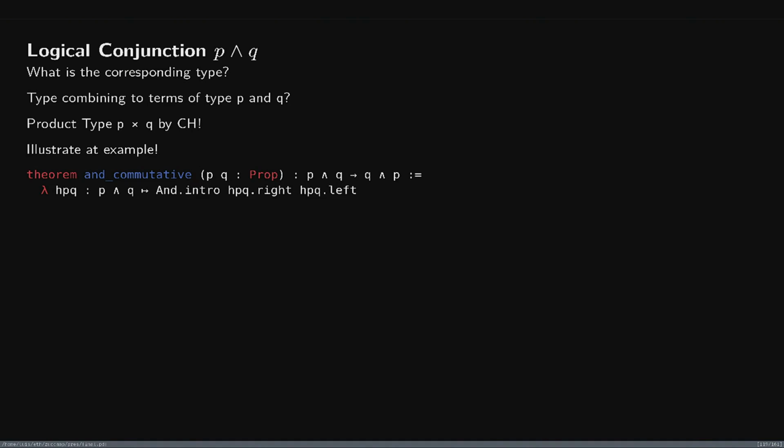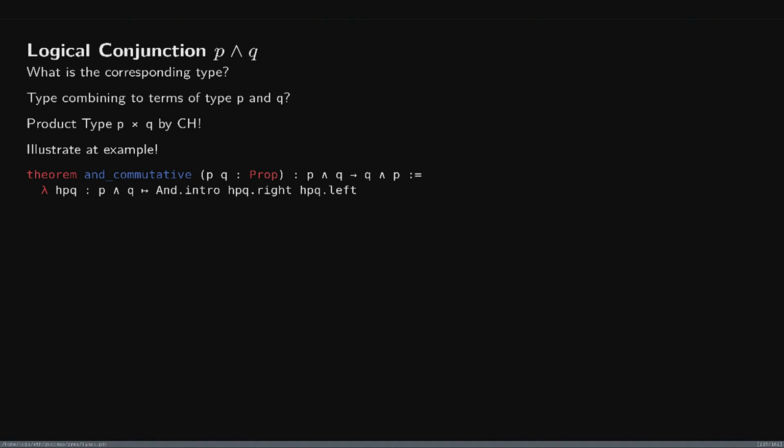Well, this proposition, P and Q implies Q and P, really means that AND is commutative. And this is a type. And so all we need to do is to construct this type, provide a term. And this here is the term. It is a function, since we need to prove an implication. And what we get as argument is a proof of P and Q.